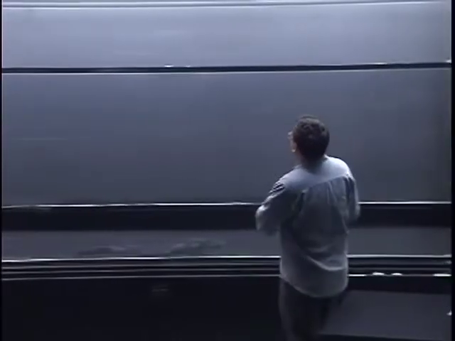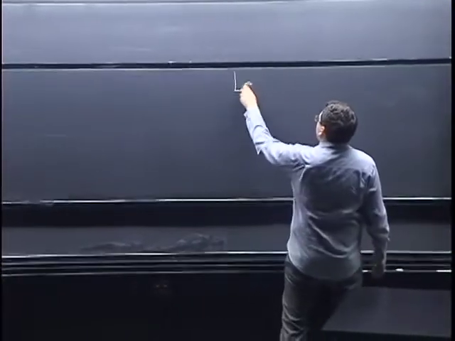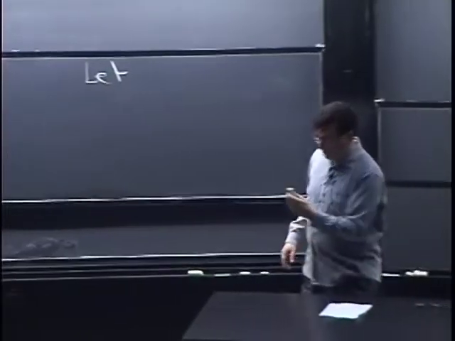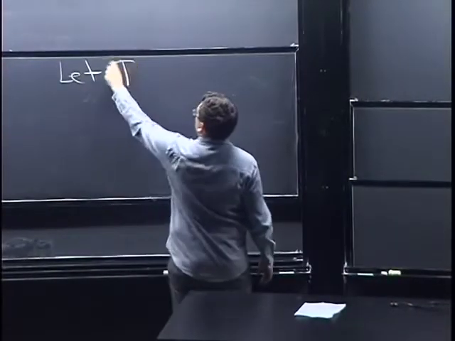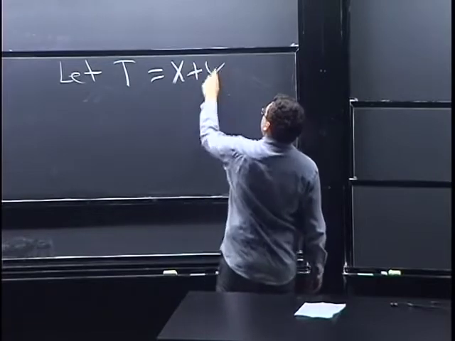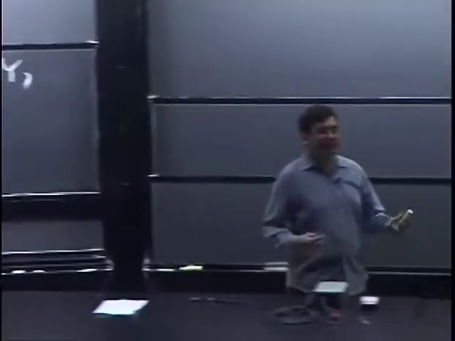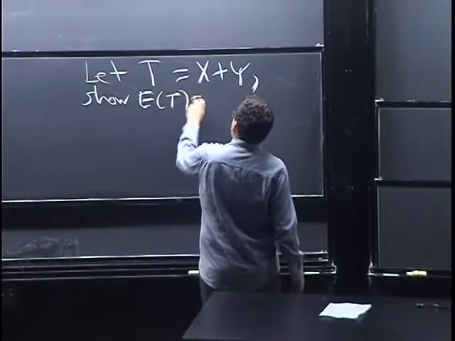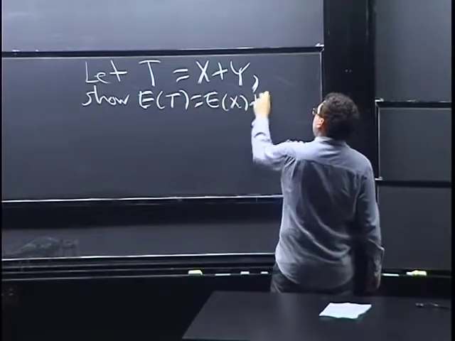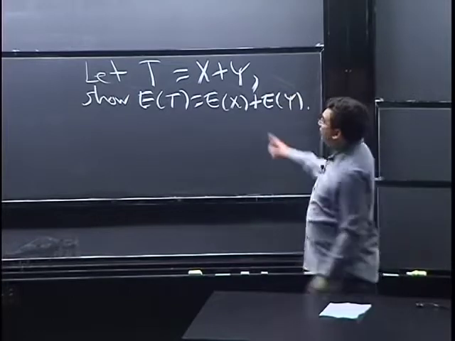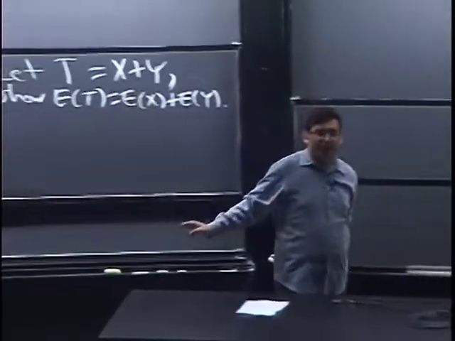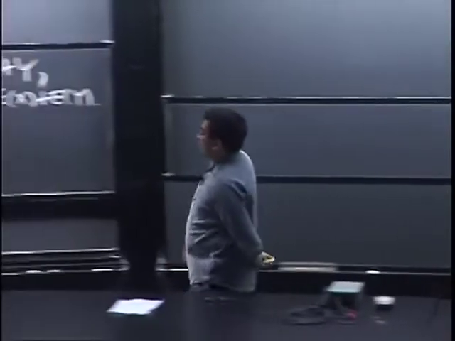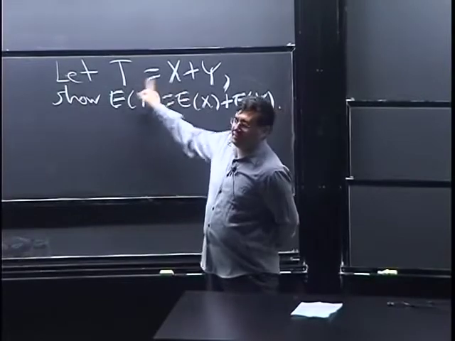So here's what we're trying to do. We're looking at the sum of two random variables. Let's call it T for total. T equals X plus Y. And our goal is to show that the expected value of T is the expected value of X plus the expected value of Y. Show E of T equals E of X plus E of Y, which, as I said last time, is pretty obvious if X and Y are independent, but not at all obvious, at least to most people, if X and Y are dependent.